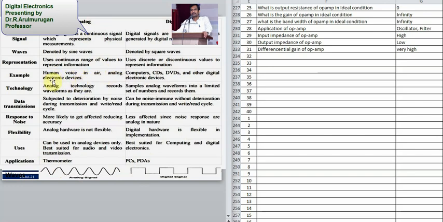Like the human voice in an air instrument, or an analog technology recorder. So analog devices are also used.